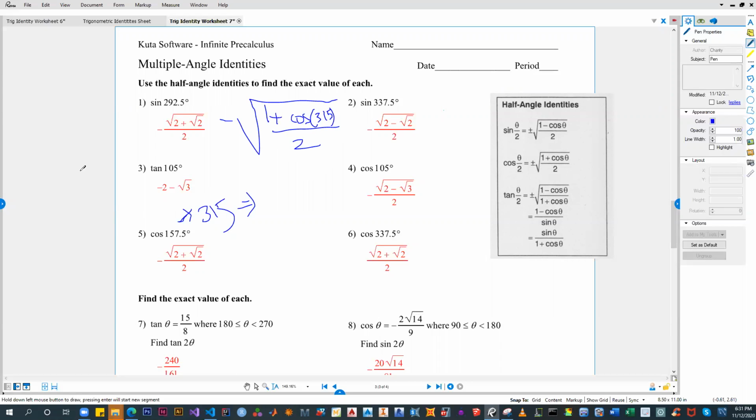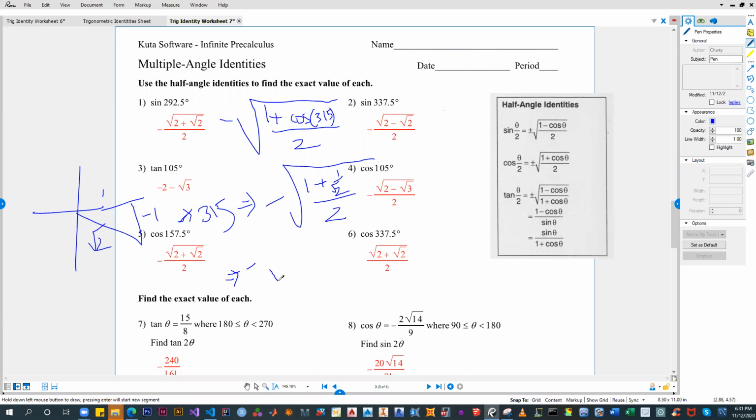And let's see, the other one was 315, so that's 45 down here. So 1 minus 1 over root 2. So let's see, minus, 1 plus 1 over root 2, divided by 2. You can already see the answer.